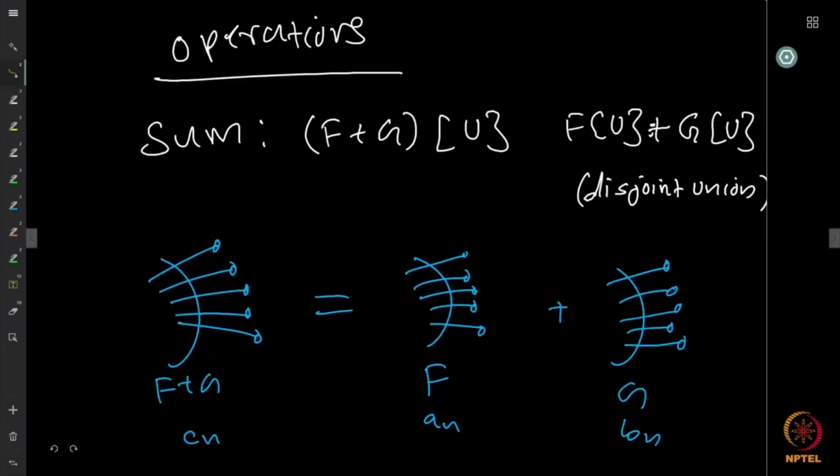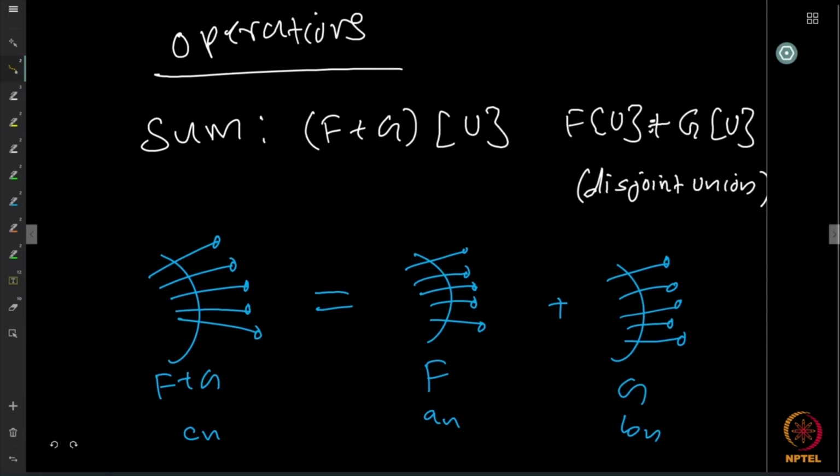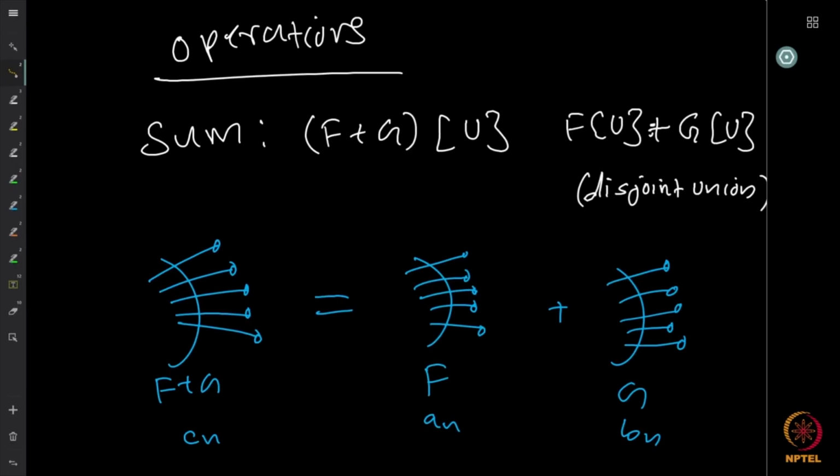Now let me define operations on species. What do I mean by operations on species? I am talking about addition, sums, products, taking derivatives, exponentiations, compositions, and all kinds of things we can talk about. So what is the meaning of the sum of two species? Given species F and G, F plus G of U.